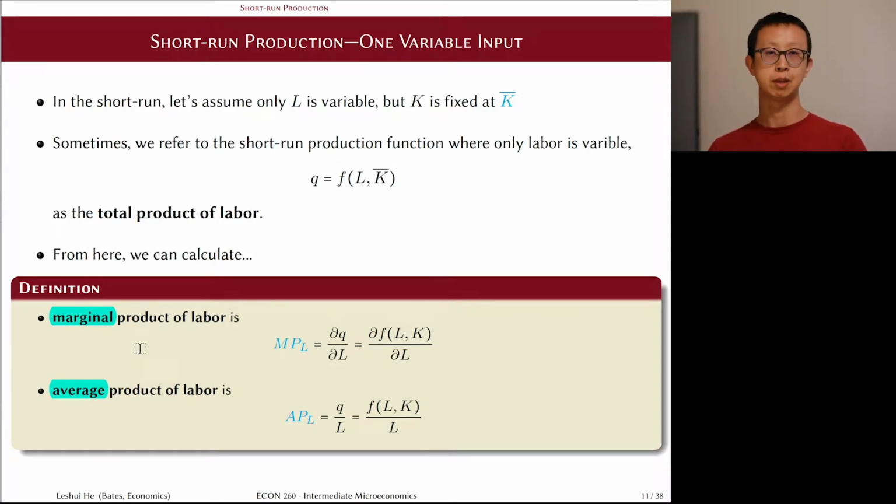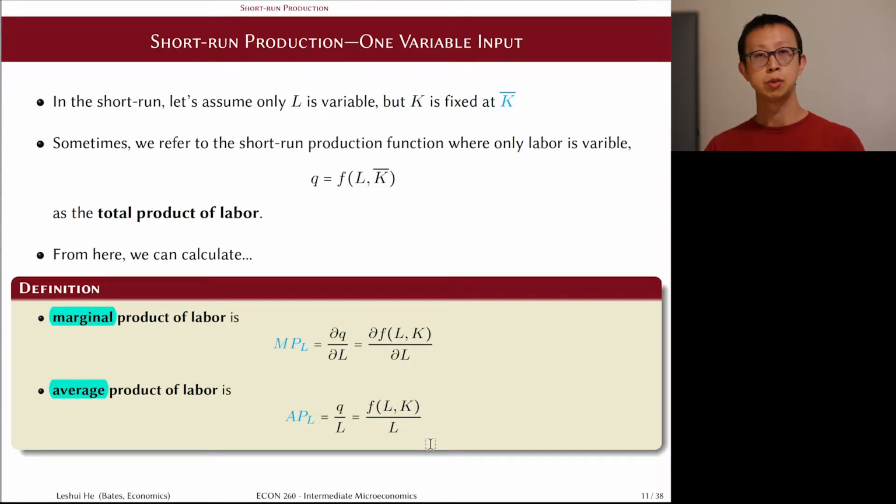The marginal product of labor measures how many additional outputs each additional unit of labor input can bring. So the marginal product of labor is just the derivative of the total product of labor with respect to labor. The average product of labor measures how many units of output each unit of labor produces on average. So it is calculated by dividing the total amount of output by the units of labor used.